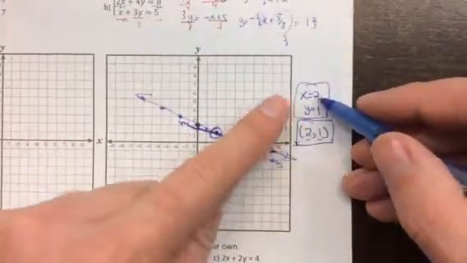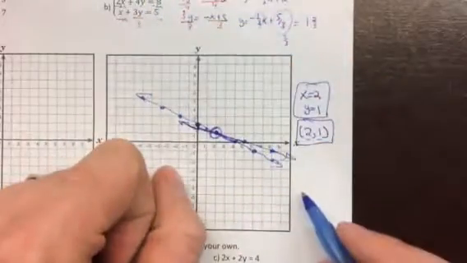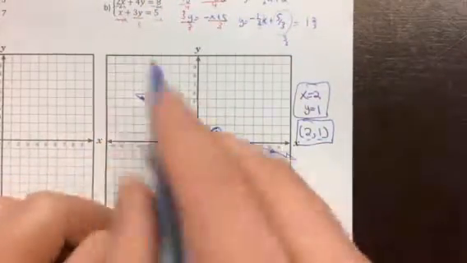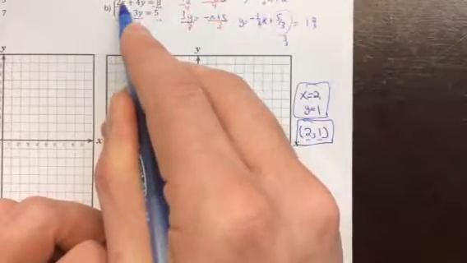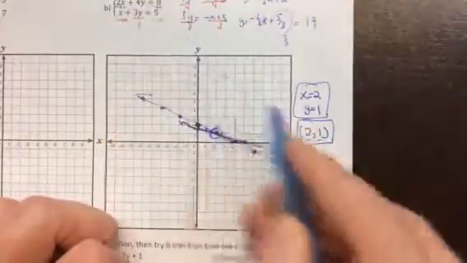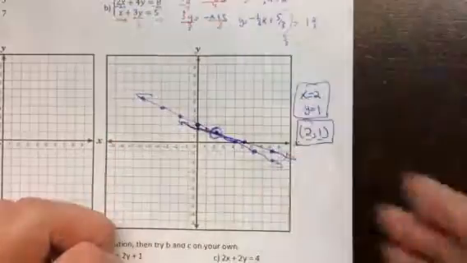Again, what it means is that if you plug in 2 and 1 into either one of these equations, it'll become true. 2 plus 3 times 1 is 5. 2 times 2 plus 4 times 1 equals 8. When x is 2 and y is 1, both equations are true.